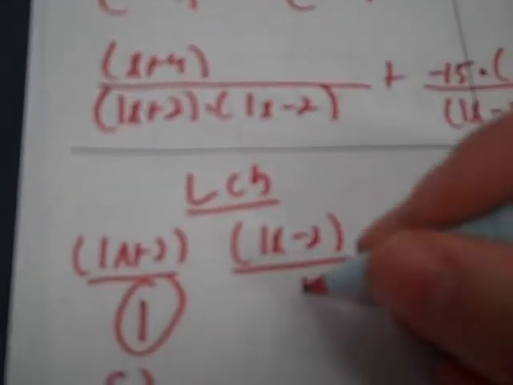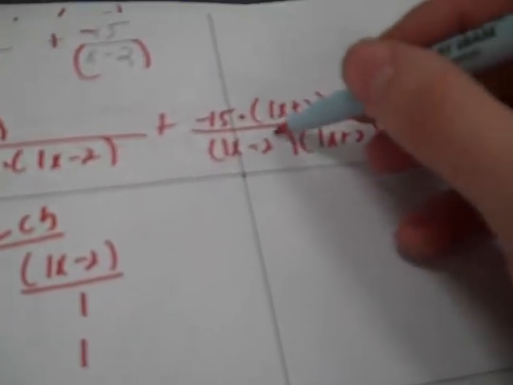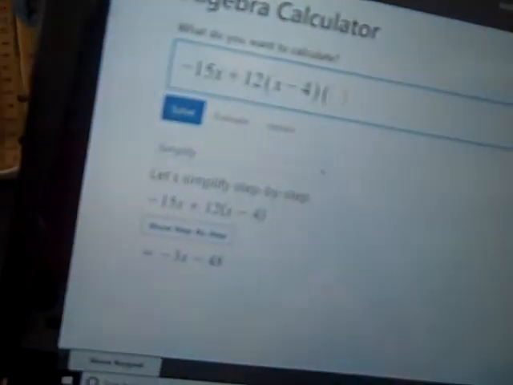So parentheses 1x plus 2 times parentheses 1x plus 2. Okay, 1x minus 2, I got 1 there, and I have 1 here. So they have the same amount, so we're good on that factor. So now they have a common denominator. So my common denominator is simply 1x minus 2 times 1x plus 2. And then I go parentheses x plus 4.